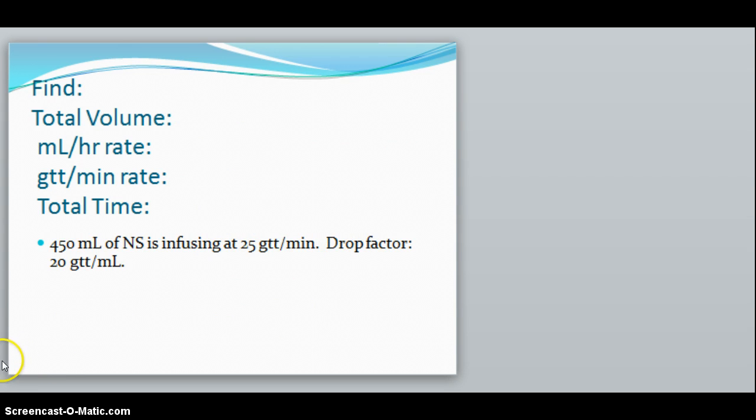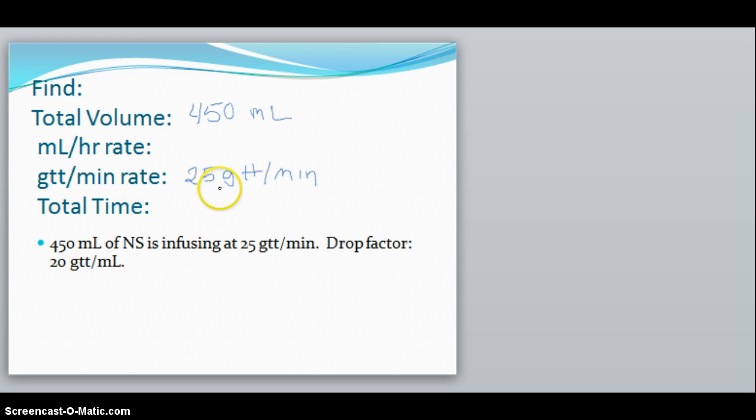Again, we have the same four questions, but they gave us different pieces of information. So I'm going to just go through and fill out as much information as I can. First piece of information, 450 milliliters is the total volume. The milliliter per hour rate is not given, and the hours are not given, so I'm not able to calculate that just yet. The drop per minute rate is given, so that's 25 drops per minute. And the time is not given, so we're missing that piece.